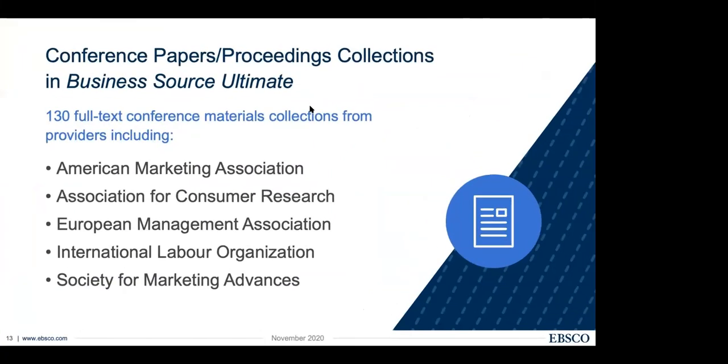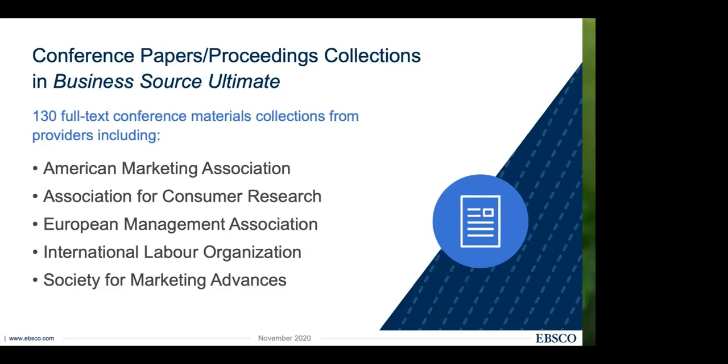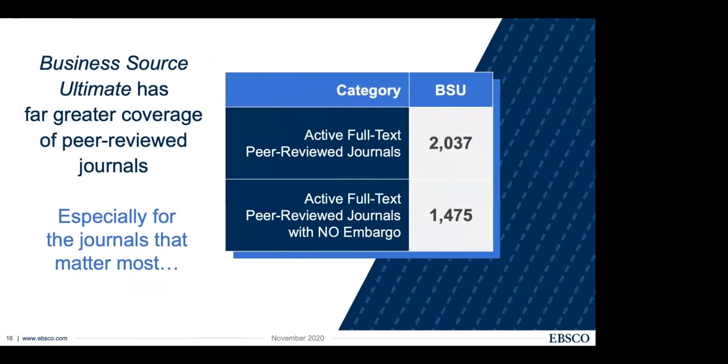We also provide conference papers and proceedings for your reference. And these are the providers, and you can find a complete list on our website. If you want to find a list of all the journals and magazines on BSU, you can go to ebsco.host.com, then find our official website, and you can download the whole list. You can also find it on BSU as well.